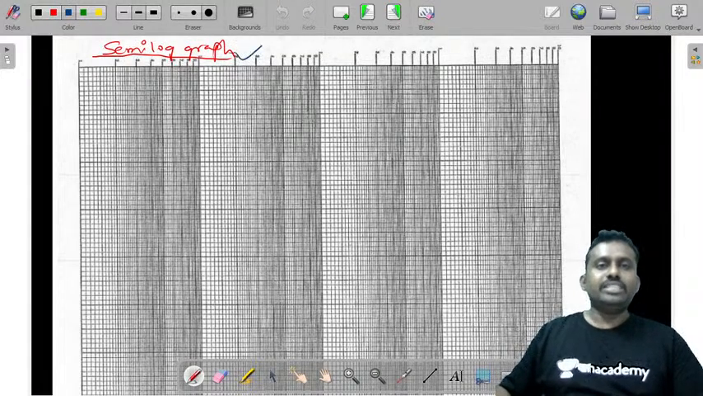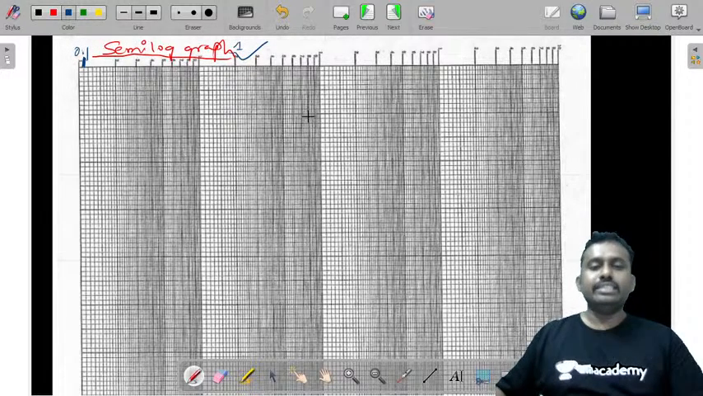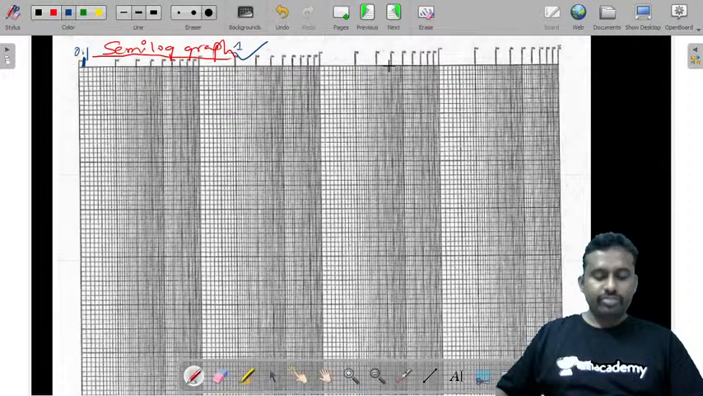This is a semi-log graph sheet. These are the frequencies, 1, 2, 3, 4, and so on. Because we are taking dB per decade, we'll take one. You can also start it from 0.1, and this has 1 and 10. I'll tell you this whenever we solve a problem.